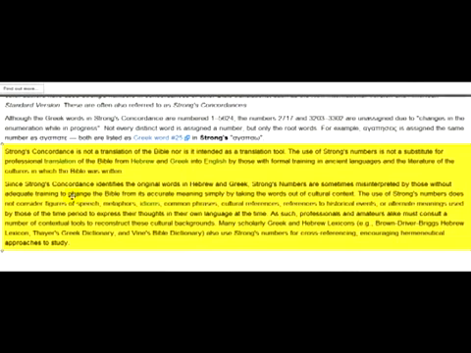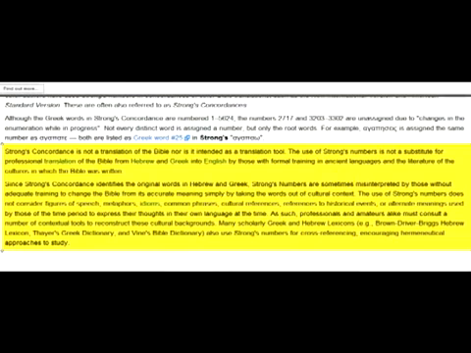So it says, since Strong's Concordance identifies the original words in Hebrew and Greek, Strong's numbers are sometimes misinterpreted by those without adequate training to change the Bible from its accurate meaning simply by taking the words out of cultural context. And one guy that comes to mind is False Prophet 666 and these other guys that take these Edomite books for face value.